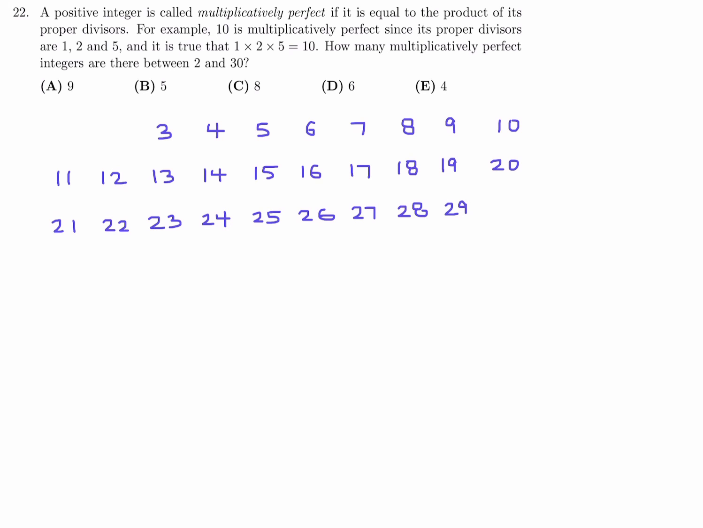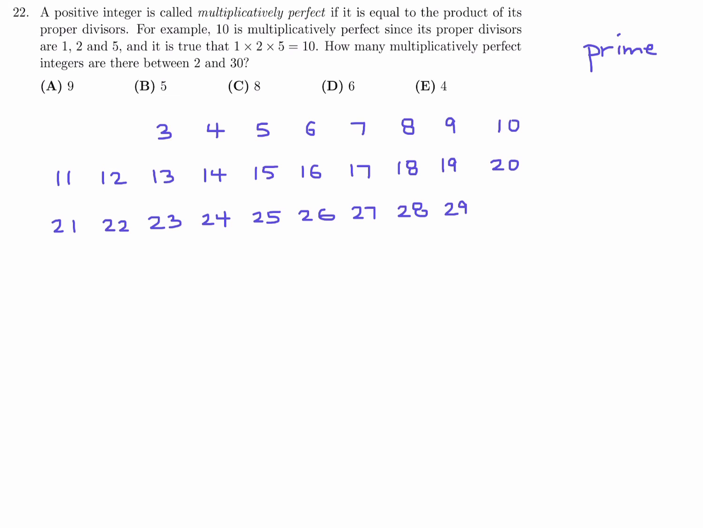All right, here we go. Let's go through these one by one. Now, the first thing I want to do is eliminate certain ones that obviously will never work, and those are the prime numbers. And the reason is because prime numbers, as I'm sure you know, have only divisors such that they can only be divided by 1 and themselves.